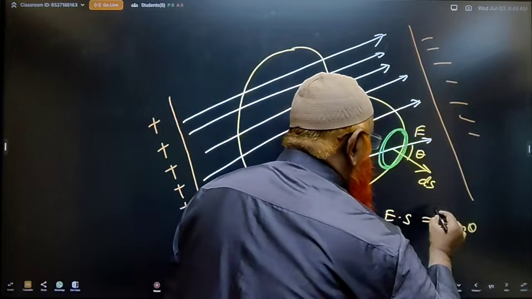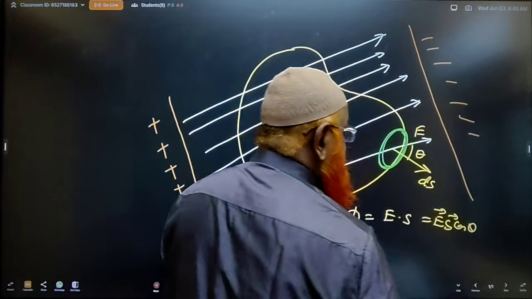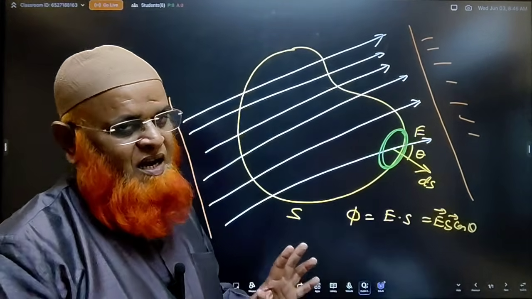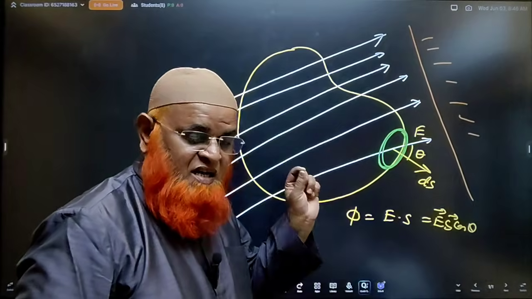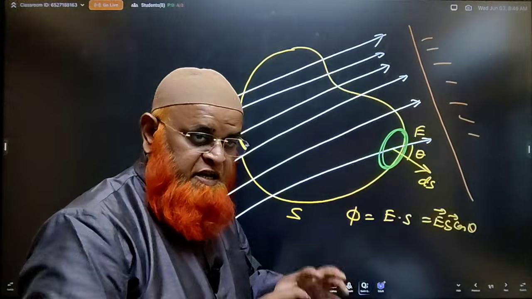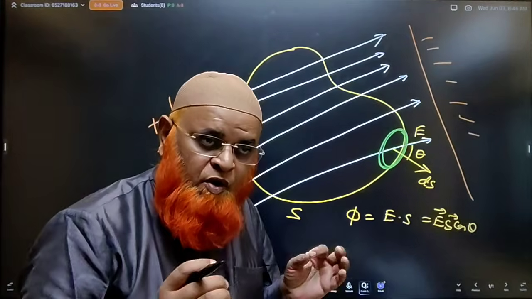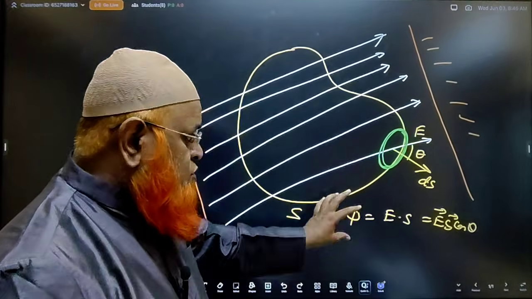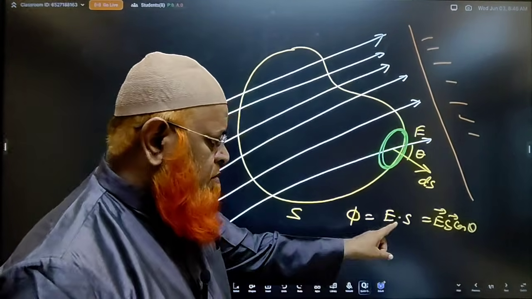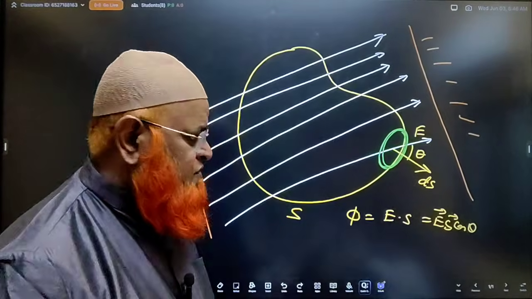You know flux is equal to E dot S, which is nothing but E S cos theta. Because electric field is a vector, the area vector is also a vector, but flux is a scalar. When you multiply two vectors and get a scalar, it is called a scalar product, or a dot product. So this is the total flux, and the formula is E S cos theta.